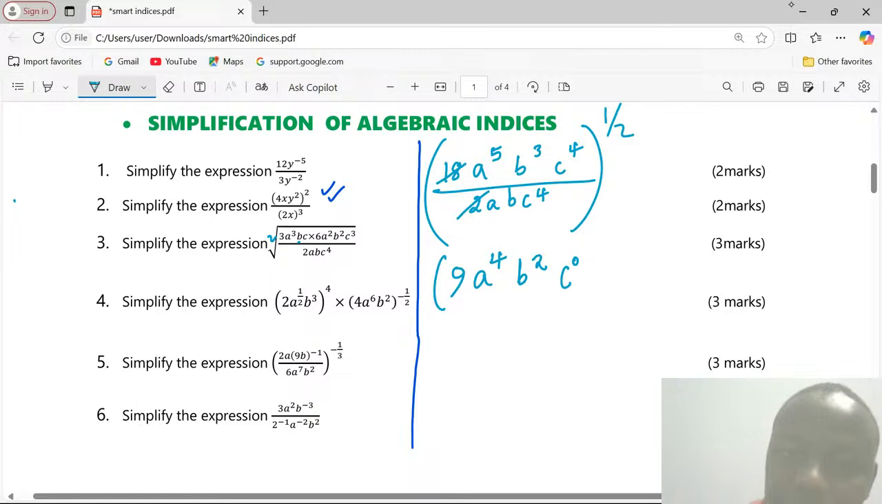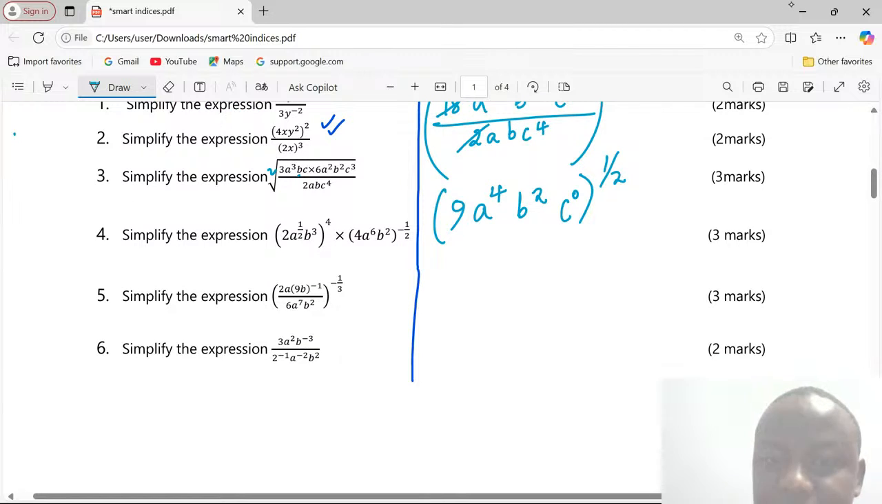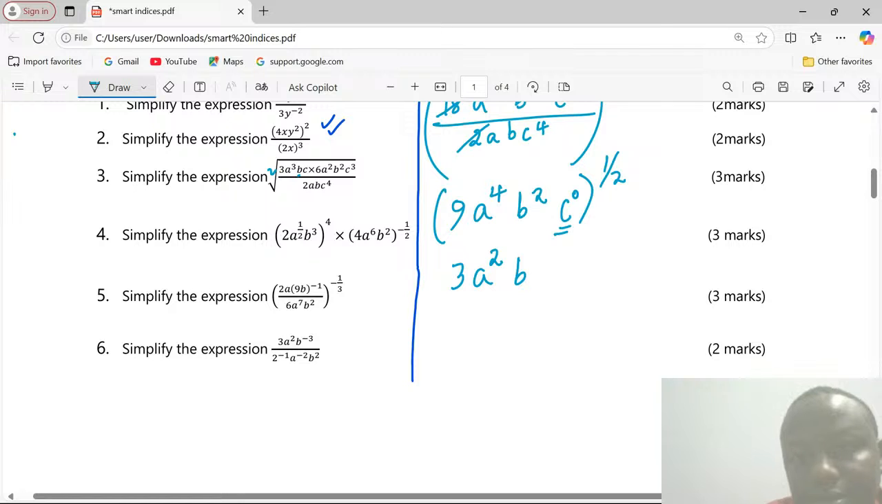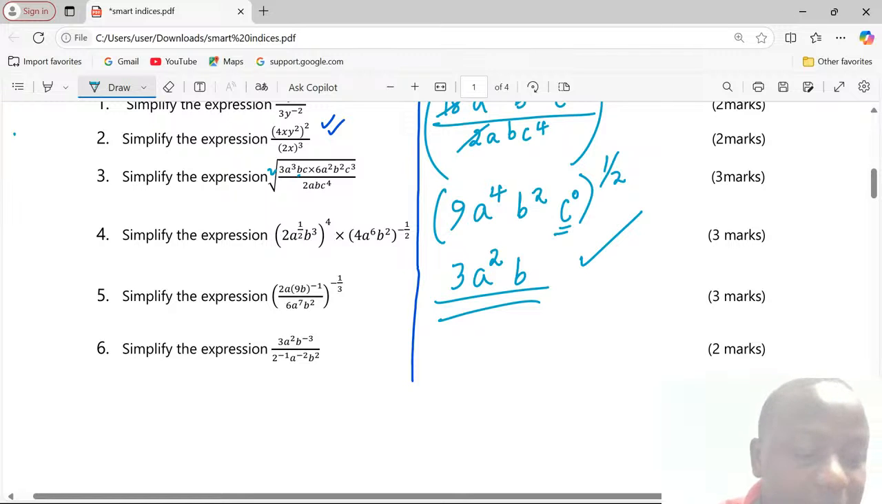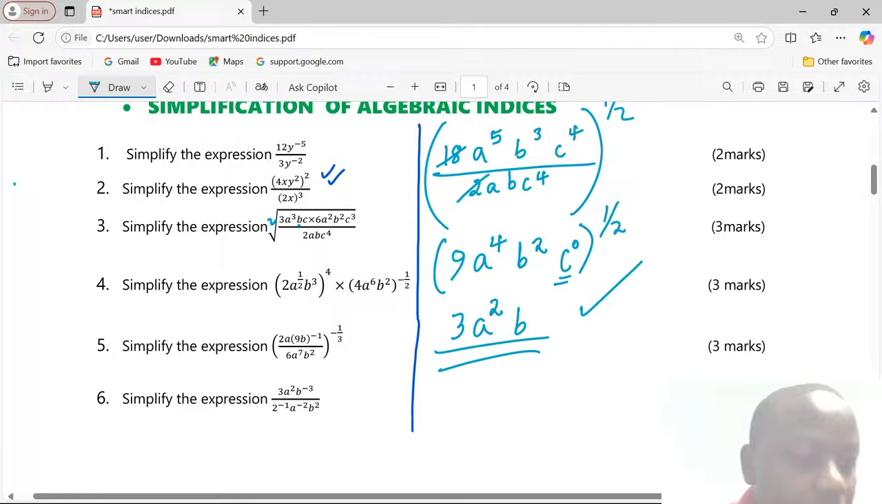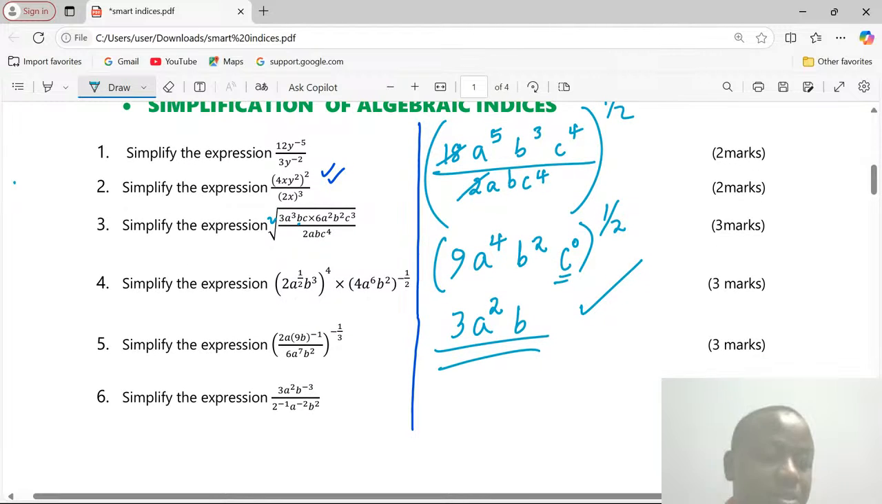Then everything now is raised to power half. 9 to power half becomes 3. A to power 4 becomes power 2. B becomes power 1. And this one has a value of 1, so the square root of 1 is just 1. This becomes our simplest form for the given expression.